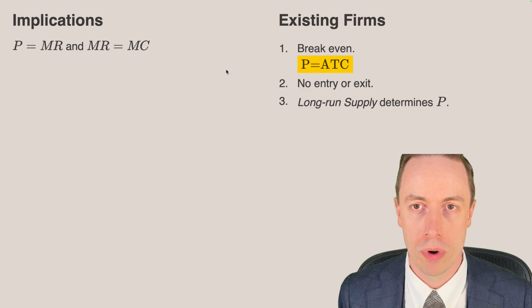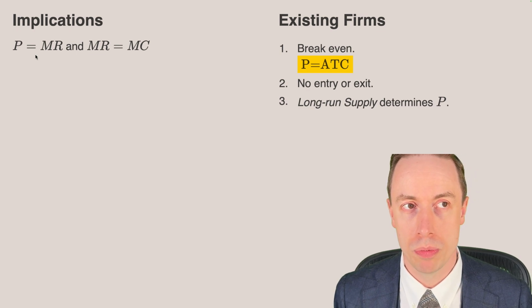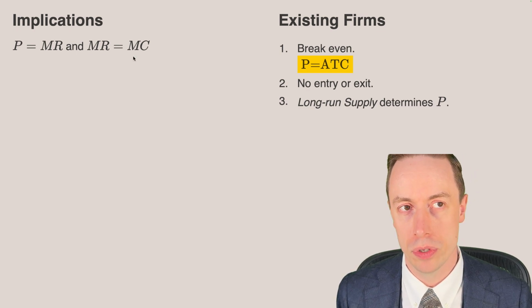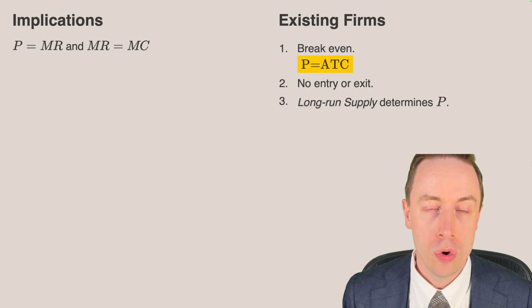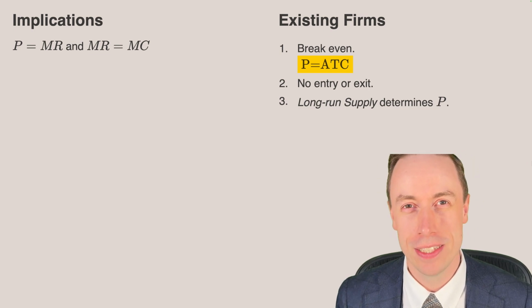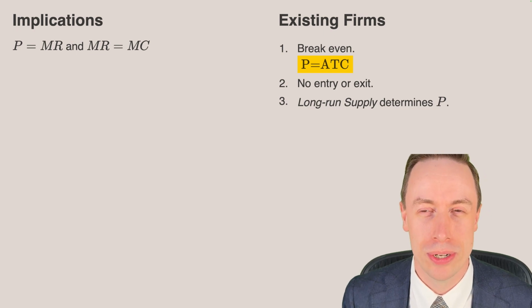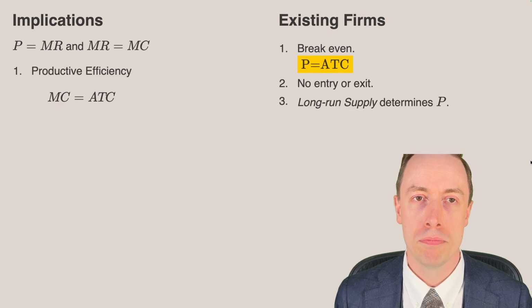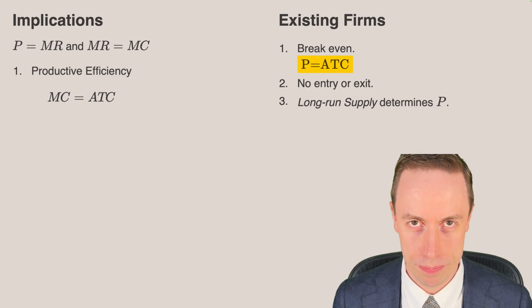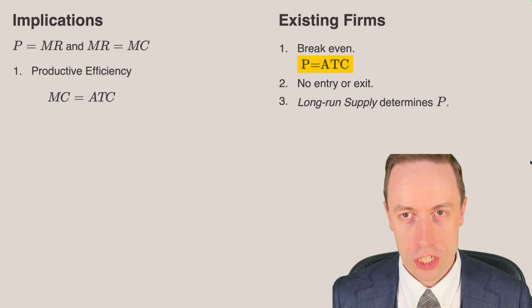Well, if we look at this long-run break-even condition, price equals average total cost, but we're doing it in a context where price is also equal to marginal revenue and marginal revenue is equal to marginal cost, then in our long-run stable situation, we end up with a whole bunch of stuff that's equal to one another and actually represents some important results in microeconomics. The first is what we call productive efficiency. Competitive markets are productively efficient.